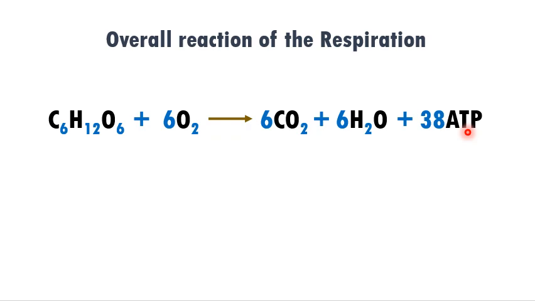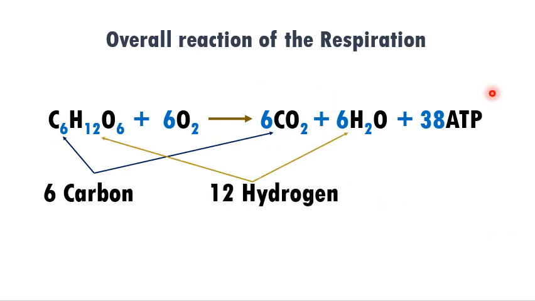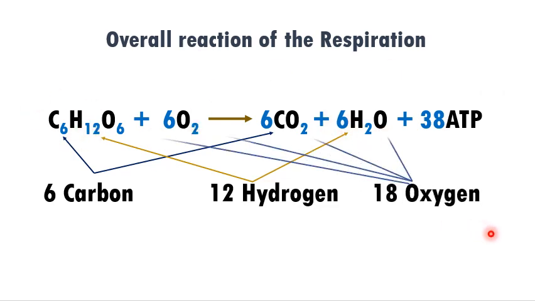When we balance this particular reaction, as it is a chemical reaction, we have to balance. We can see that there are 6 carbons we have to balance, 6 carbons on the reactant side and the product side, and 12 hydrogens, which are in glucose and will be part of water, and 18 oxygens. And when we do this, we can get 38 ATPs.